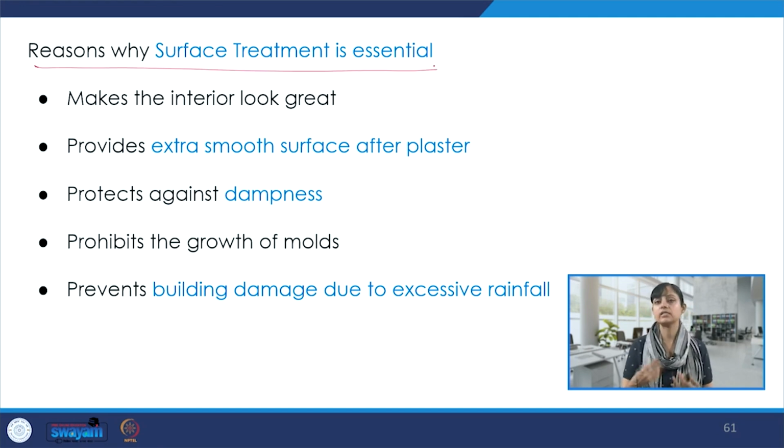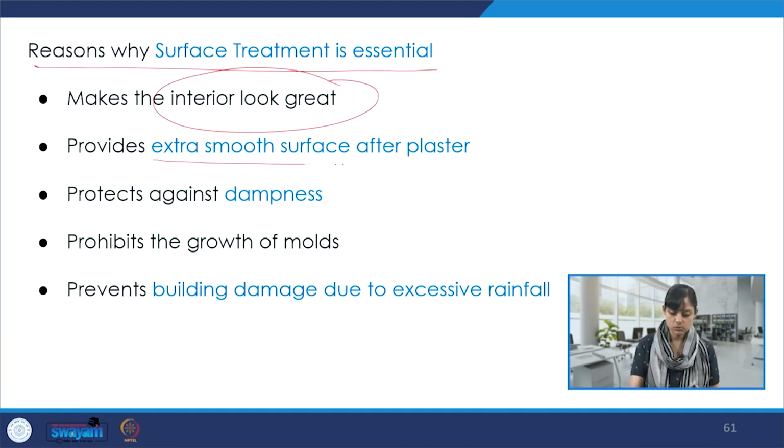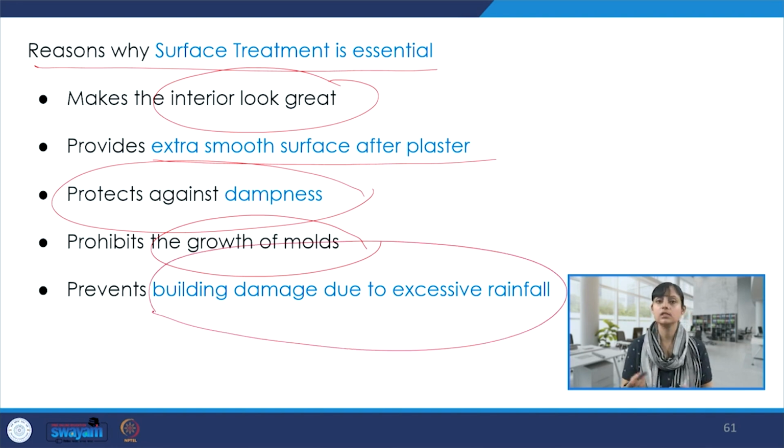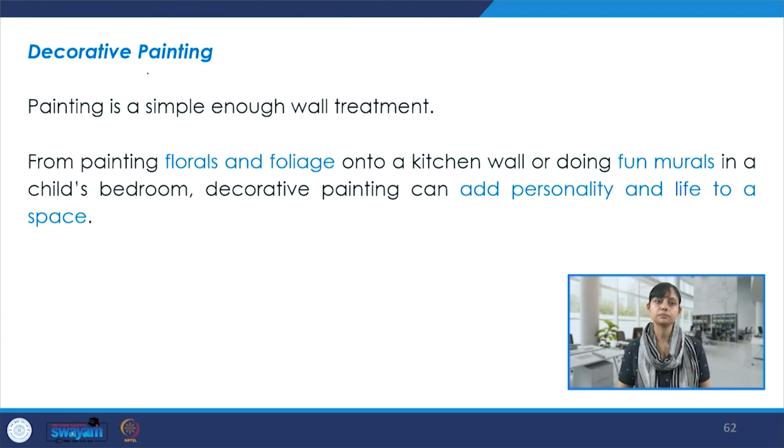Some of the reasons why surface treatment is very essential, of course, for the look purpose and to give an aesthetic appeal. And then extra smooth surface after plaster that can be provided through surface treatment, protection against dampness, and it prohibits the growth of molds, algae, etc., and prevents the building damage due to excessive rainfall. So weathering conditions, to provide protection against all of these, a surface treatment could be very, very useful and essential.